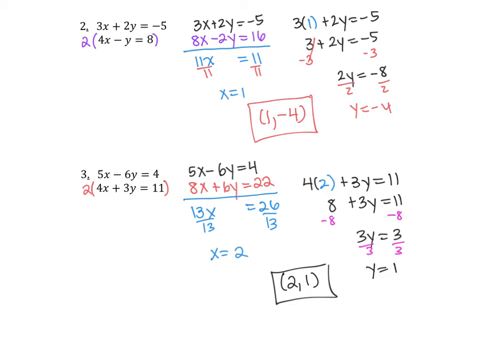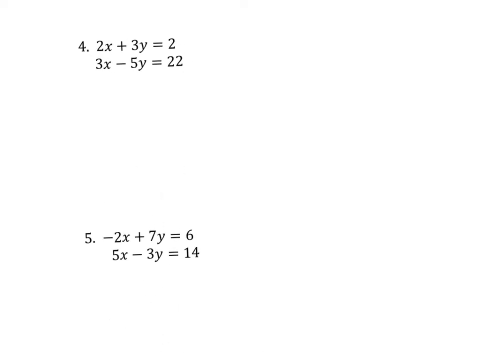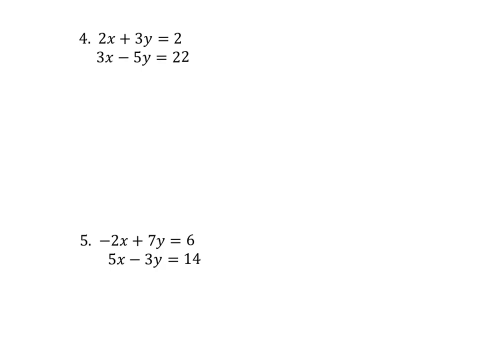Okay, we're going to do 3 more, and this time we're going to have to multiply both equations, which occasionally happens. Okay, let me look at number 4. Number 4 is lined up. I see the x's are lined up, the y's are lined up, and the constants are lined up. But the x's and the y's, neither of them cancel.